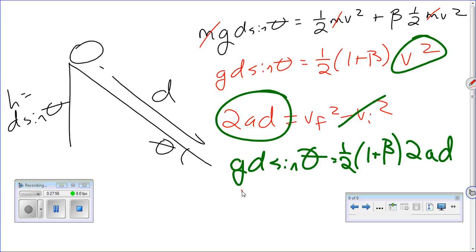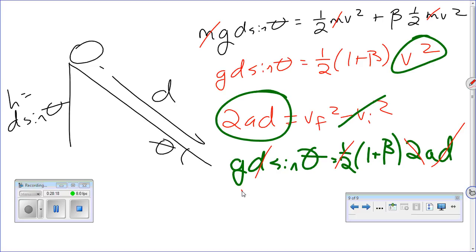And look what happens. The d's cancel out. 2 times 1/2 is 1. So now to solve for a, just divide by 1 plus beta. That's not super enlightening, you know what I mean? It doesn't tell us a ton about why.